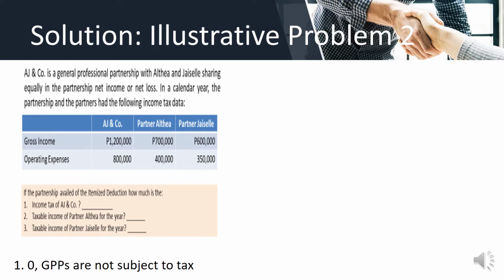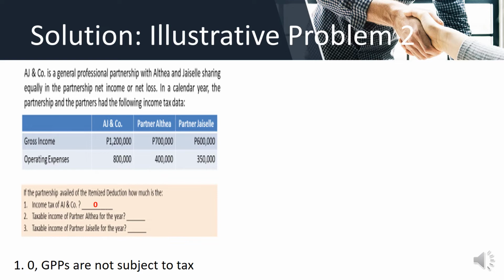So again, since AJ and Company is a general professional partnership, the answer for number 1, which is asking for the income tax of AJ and Company, is 0. Because general professional partnerships are not subject to tax. So pag ang tinatanong how much is the income tax of the general professional partnership, always ang answer ay 0. Basta qualified siya as general professional partnership. So our answer for number 1 again is 0.